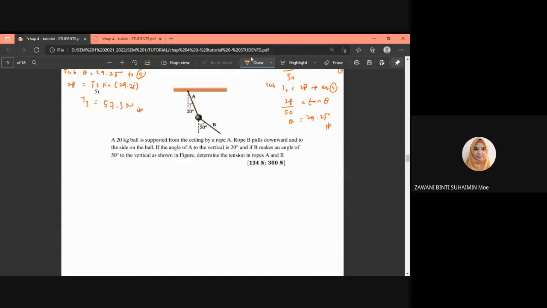Question 5. You have a 20 kg ball supported from the ceiling by a rope A. Rope B is pulled downward and to the side on the ball. If the angle of A to the vertical is 20 degrees and if B makes an angle of 50 degrees to the vertical as shown in the figure, determine the tension in rope A and rope B. So the object is hung by rope A, below the object there is another rope, and we pull the bottom rope until the object is deflected 20 degrees from its original vertical state.